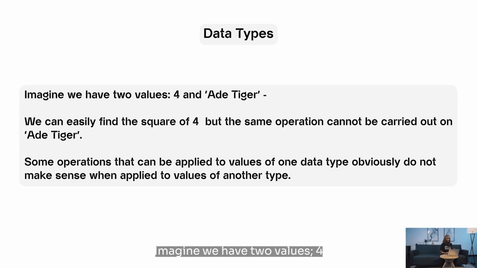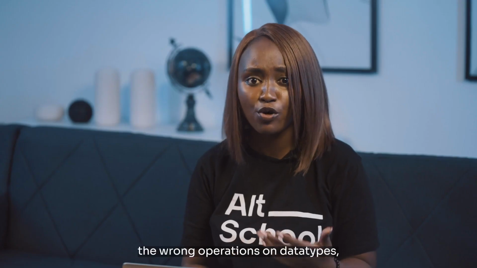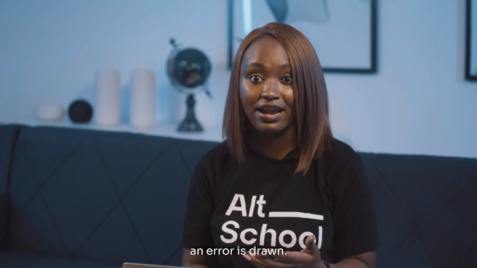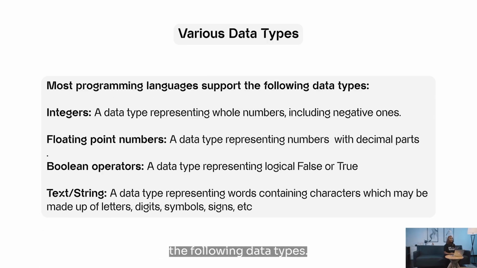Imagine we have two values, 4 and Ade Tiger. We can easily find the square of 4, but the same operation cannot be carried out on Ade Tiger. Some operations that can be applied to values of one data type obviously do not make sense when applied to values of another data type. When we try the wrong operations on data types, an error is thrown. Most programming languages support the following data types.